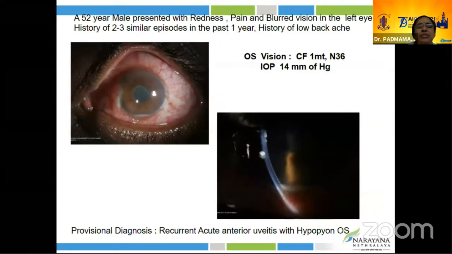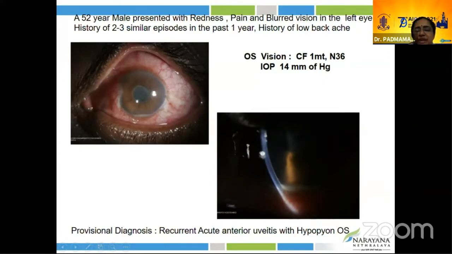We'll see a case example of a 53-year-old male who presented with redness, pain and blurred vision in the left eye. History of similar episodes is happening on and off for the past 1 year. He gave a history of low backache. On examination, we could see hypopyon uveitis with fibrinous reaction. This is a slit diagram showing the presence of hypopyon with increased reaction.